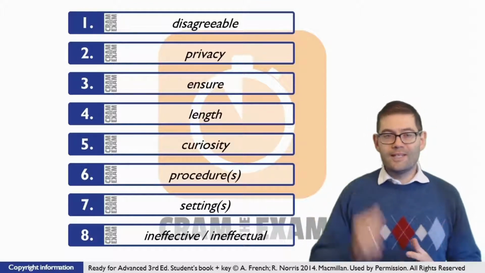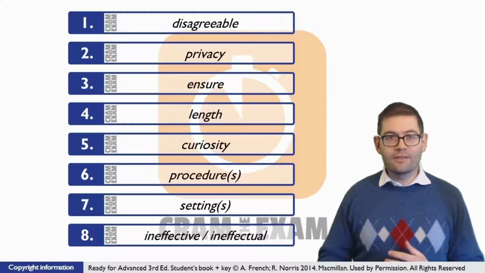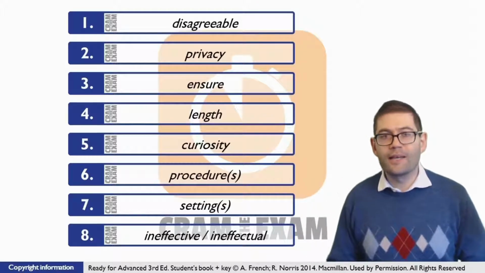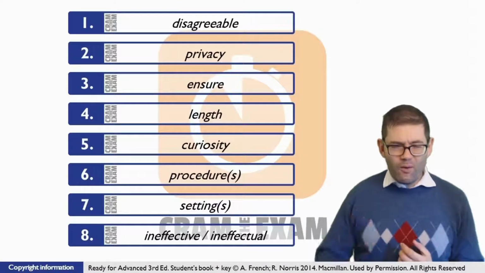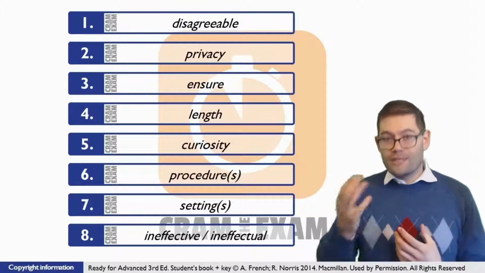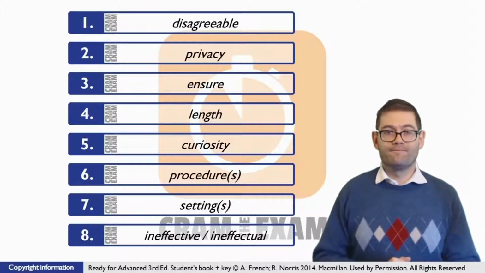Question number 3, let's have a look at the pattern. Before you start, what? Clearly this is calling out for a verb of some kind. And this is a verb that we meet quite a lot with this word formation exercise. It is to ensure. Ensure is the answer.